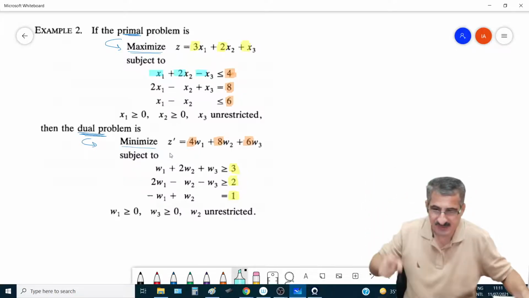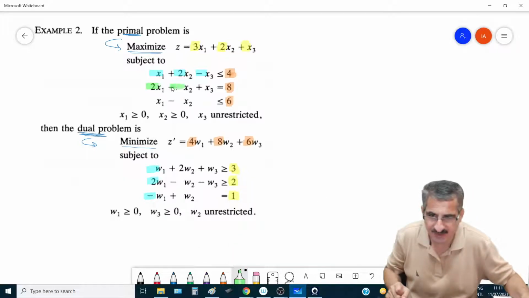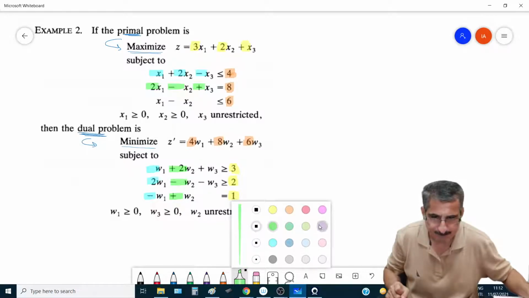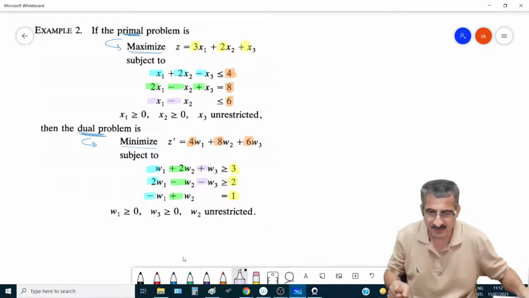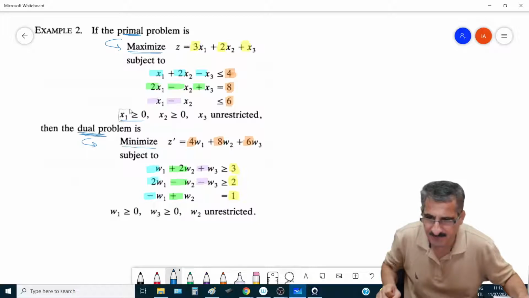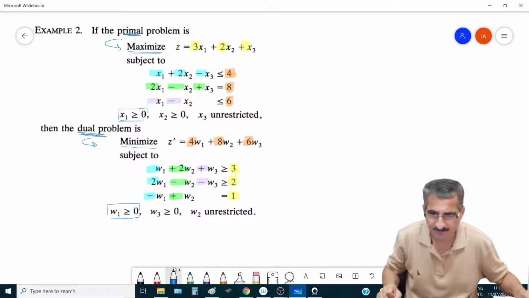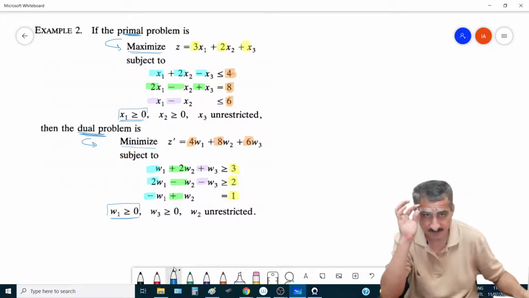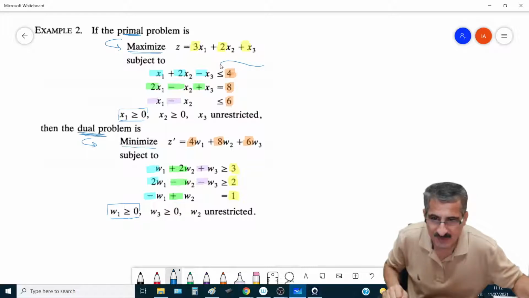Now if you notice, the coefficients of the first constraint are the coefficients of the first variable. You like this coloring? Again, the coefficients of the second constraint are the coefficients of the second variable. Again, the coefficients of the third constraint are the coefficients of the third variable. Good. Now what about the following? Notice here x1 is restricted, positive, so w1 is restricted. You agree with that? Now pay attention to what's happening. Why did this happen? Because the first constraint, I want you to learn something now.